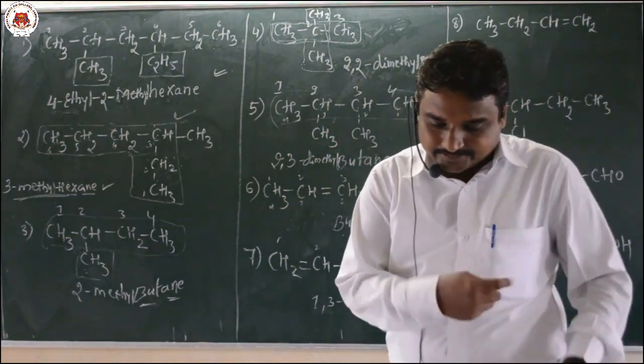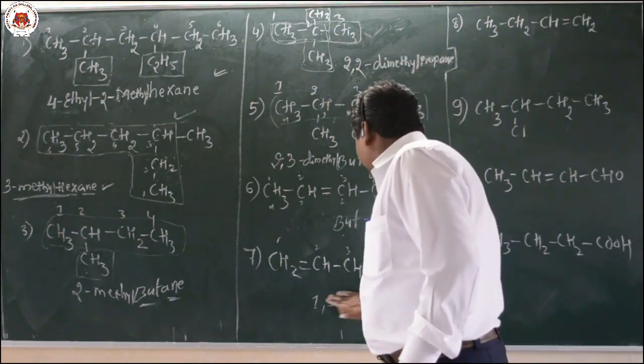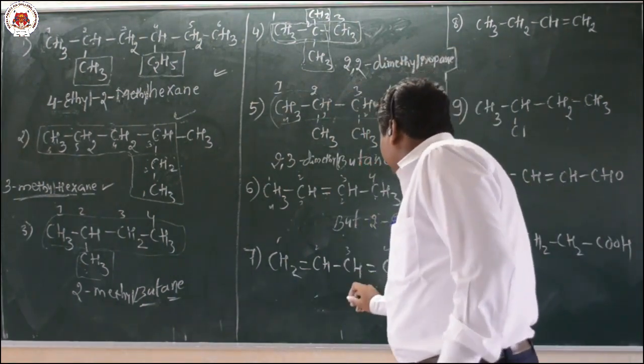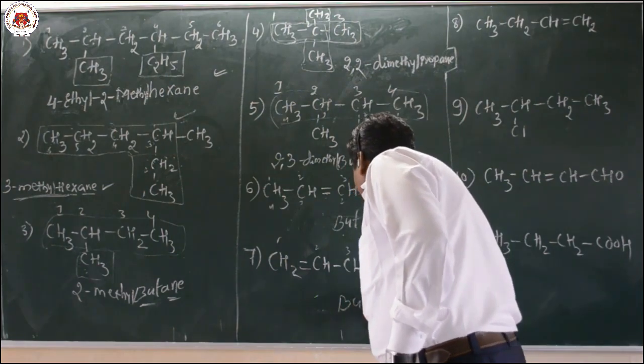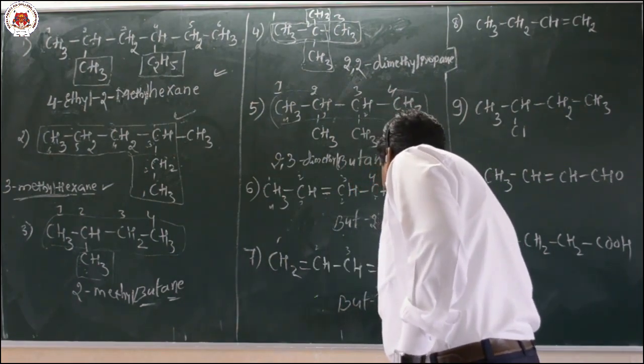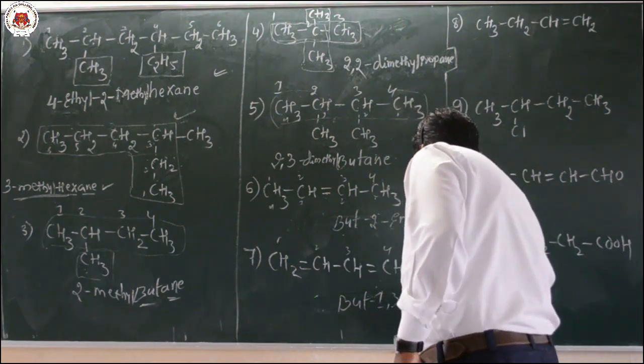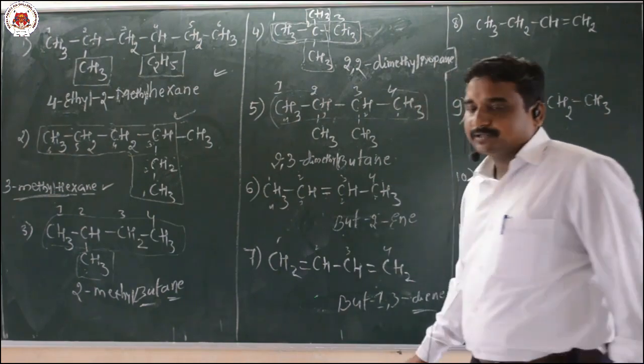Otherwise you can write it by the same method: but-1,3-diene, because there is a presence of two double bonds.